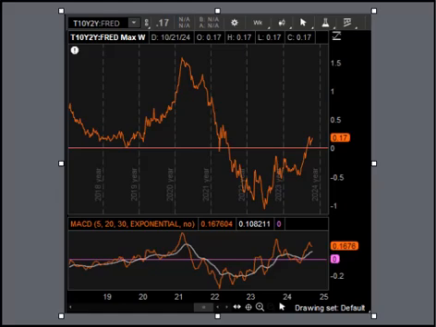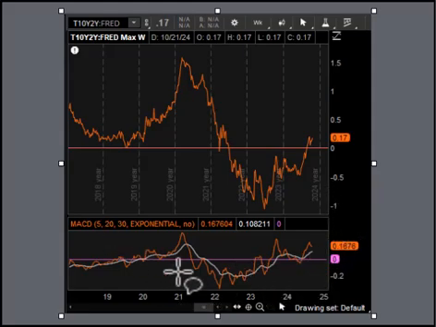I don't see any obvious daily driven or hourly driven trades on the E-mini S&P, so we're going to talk about the longer term picture today. This is the division spread of the 2 and the 10-year yield curve. And you can see that getting above zero, that means that the yield curve is no longer inverted.